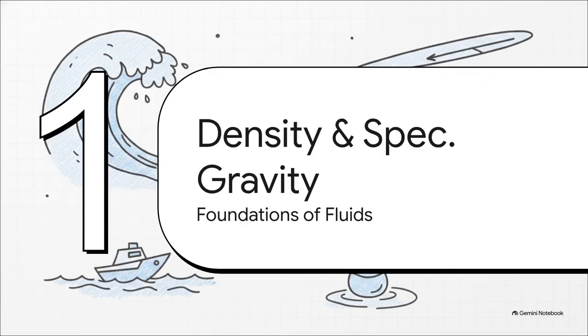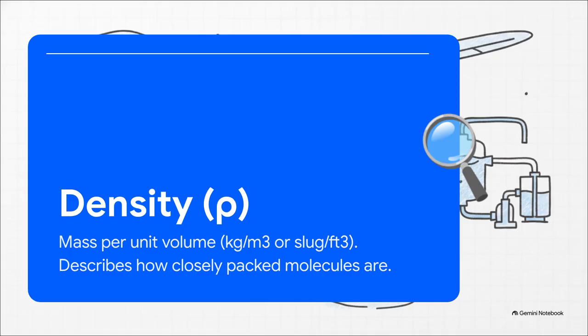Section 2. Density and specific gravity. Okay, so density. It isn't just about an object's overall weight. It's really describing how closely packed the atoms or molecules are within a specific given volume. In physics, we represent density with the Greek letter rho. You calculate it simply by dividing mass by volume. So, heavier, tightly packed atoms, that means you're dealing with a much higher density material.